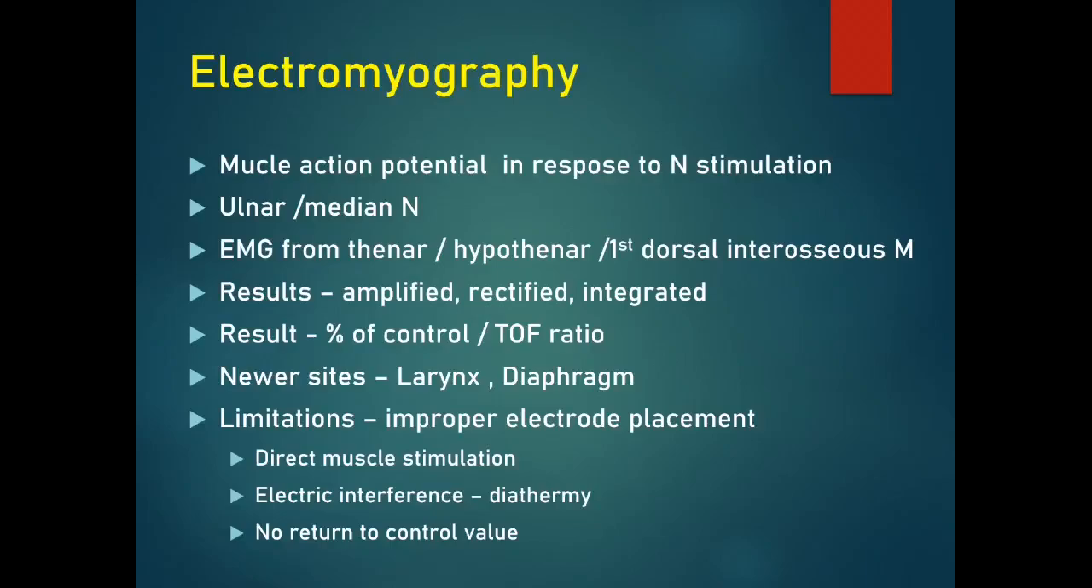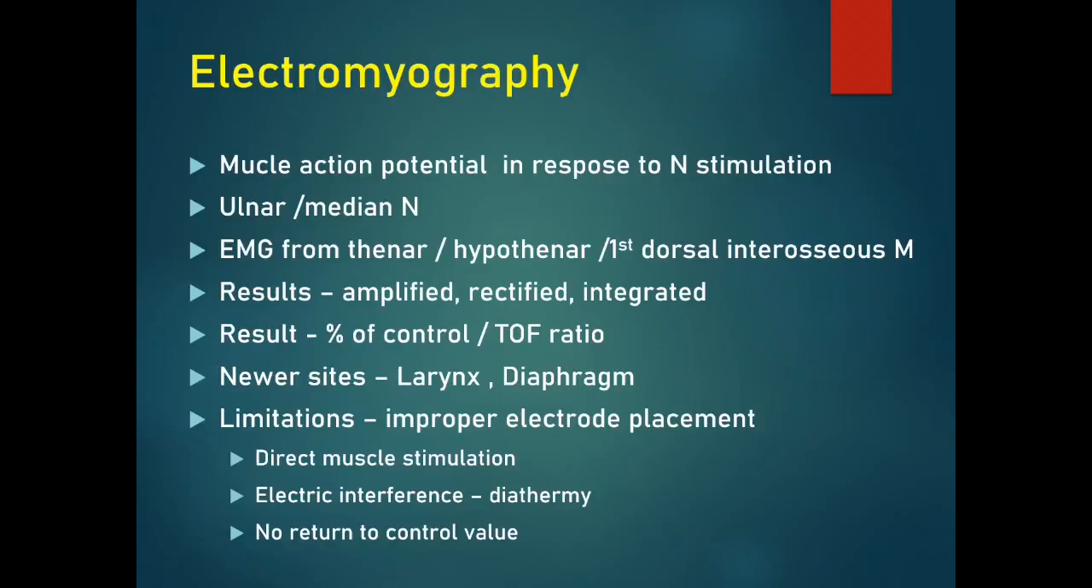Now, what are the limitations of using electromyography? The major one is improper electrode placement. So please place your electrodes directly above the nerve, or if you are using needle electrodes, they have to be on the nerve. The other limitations include direct muscle stimulation.